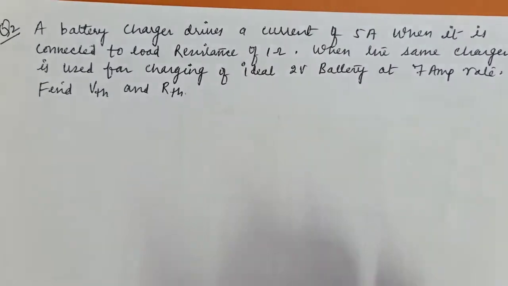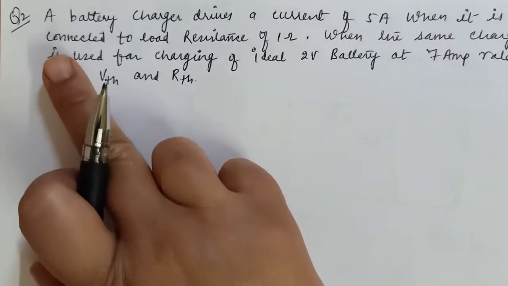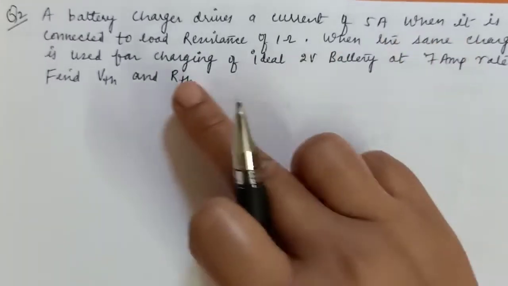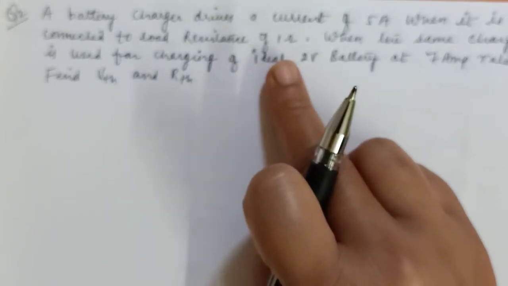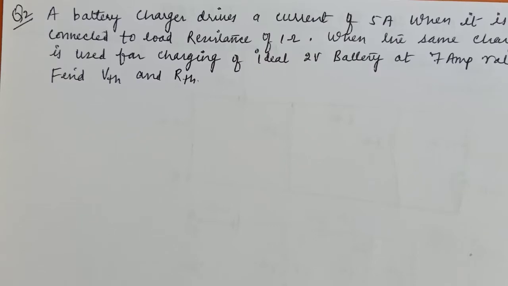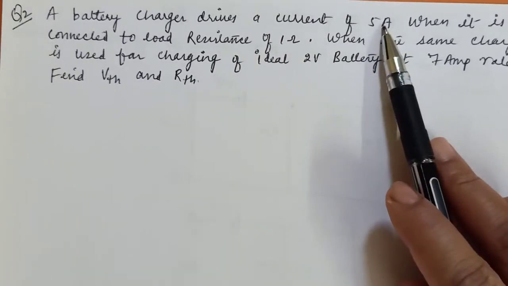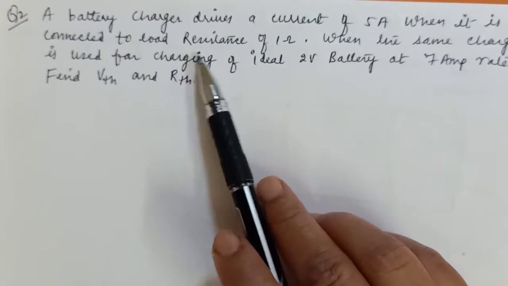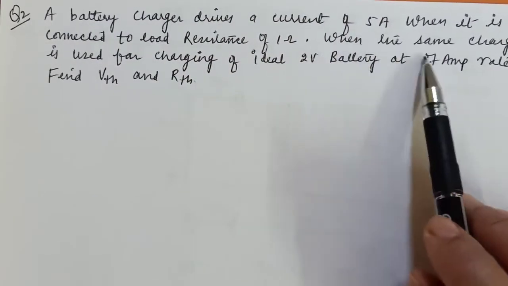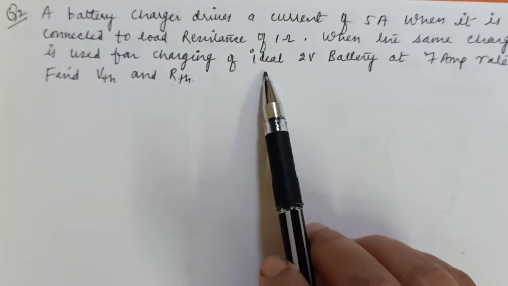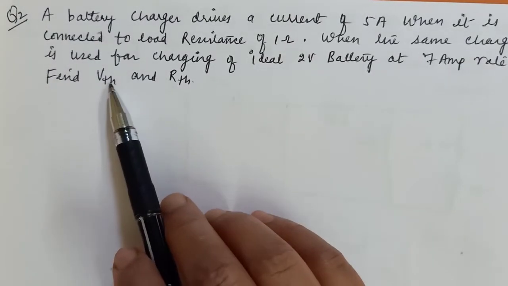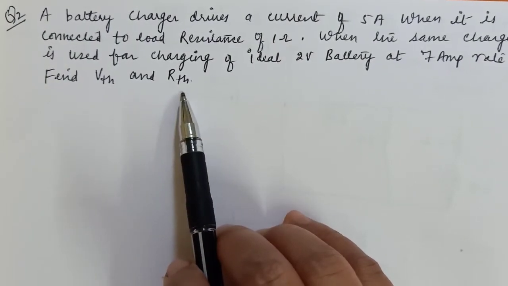This is question number 2. In this question they have asked that a battery charger drives a current of 5 ampere when it is connected to load resistance of 1 ohm. Means a battery charger is given and that battery charger is driving a current of 5 ampere when it is connected to load resistance of 1 ohm. Clear? And when the same charger is used for charging of ideal 2 volt battery at 7 ampere rate, then you need to find the VThevenin and RThevenin.